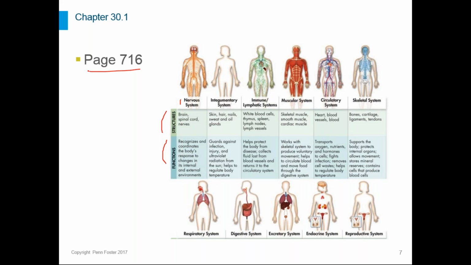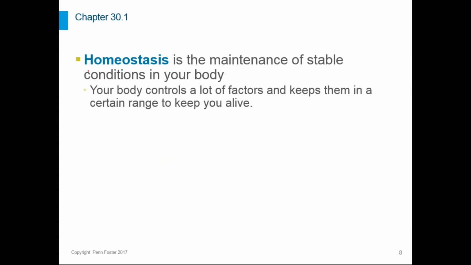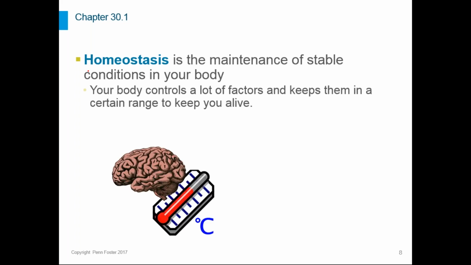Now, one big important thing that your body does is called homeostasis. Homeostasis is the maintenance of stable conditions in your body. Body controls a lot of factors and has to keep them within a certain range to stay alive. An example is temperature. Your internal body temperature always hovers around 98 degrees because if it gets much colder or hotter, certain things stop functioning. So your body maintains a temperature around 98 degrees even if the air around you is warmer or colder than that. Temperature is just one example. There are many conditions that your body must control to maintain homeostasis.